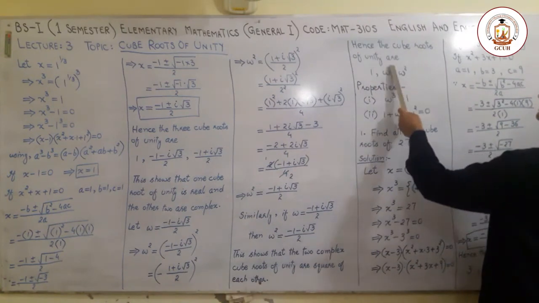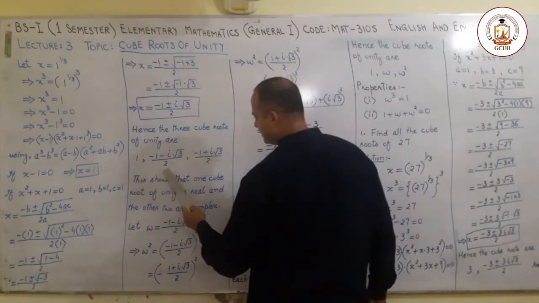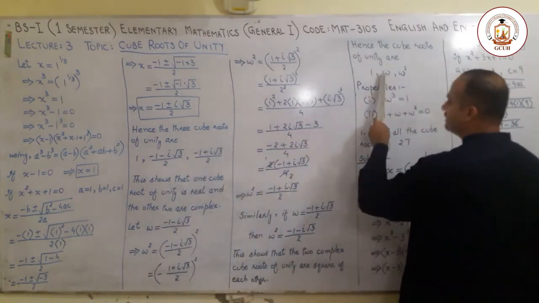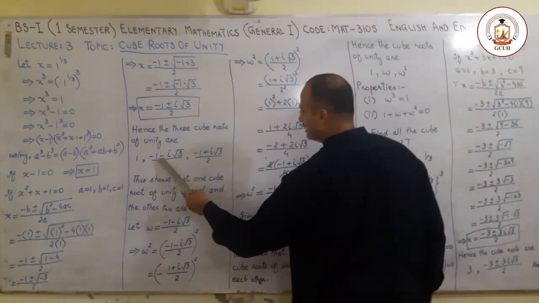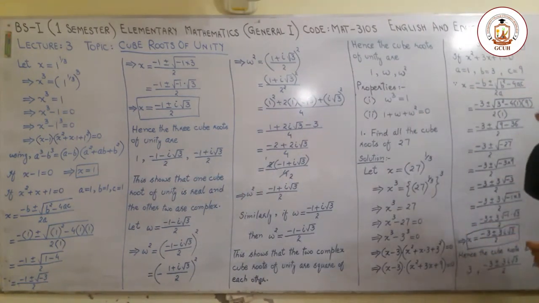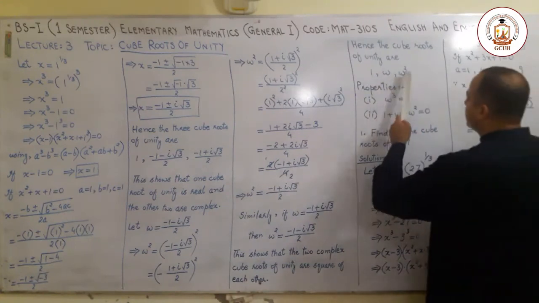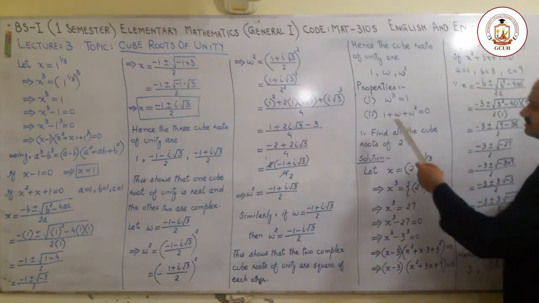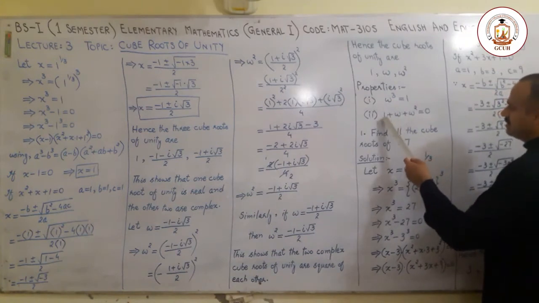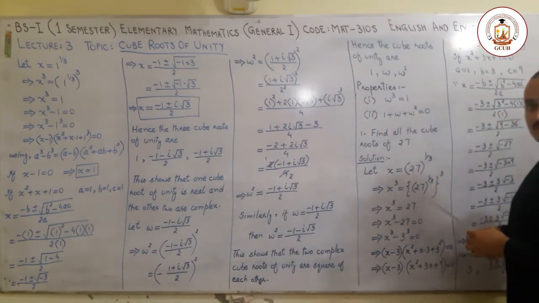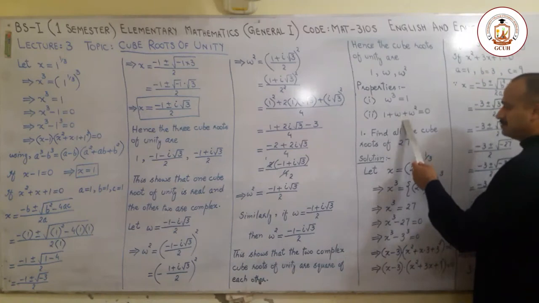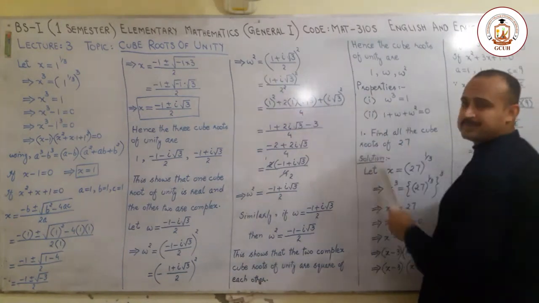Hence the cube roots of unity are, initially we have 1, then we have this, then we have this. So instead of these two, if we write omega here instead of the minus root, then obviously the plus root will be written as its square. So finally the cube roots of unity are 1, omega, omega square. Then we have two properties of cube roots of unity. The first one is omega cube is equal to 1, and the second one is 1 plus omega plus omega square is equal to 0. You should remember these two properties because these properties are used in the solutions of questions related to this topic.